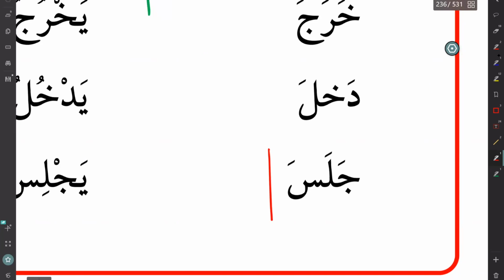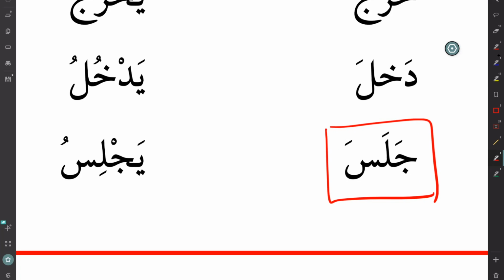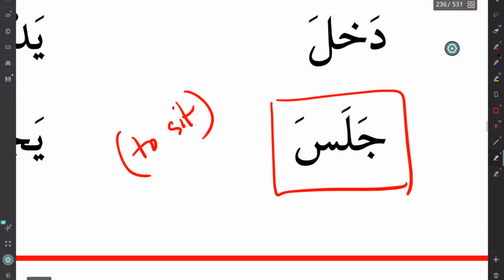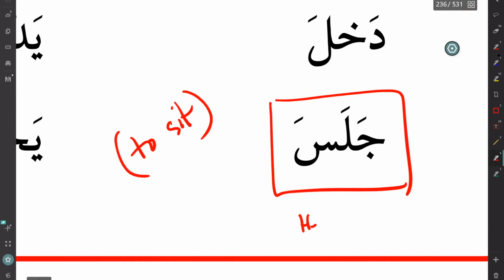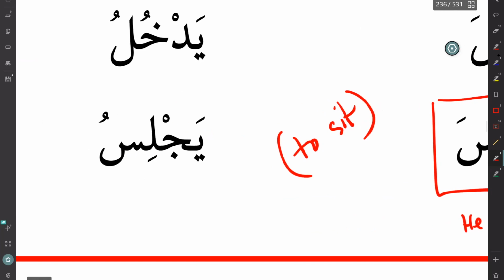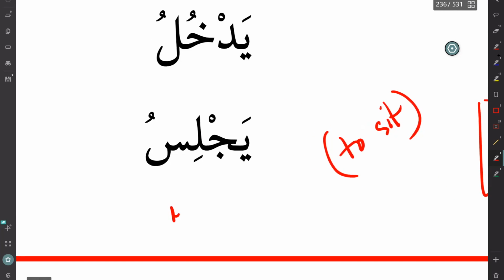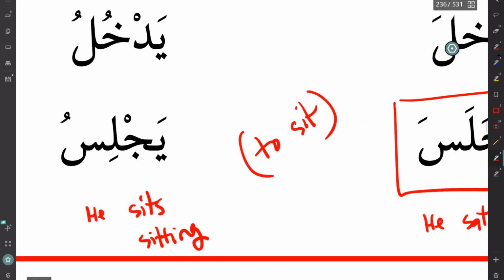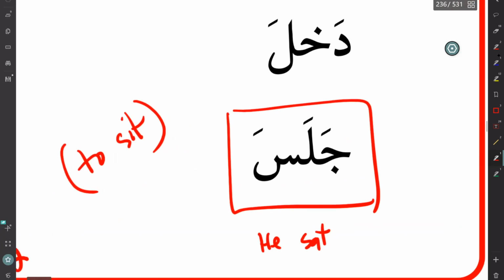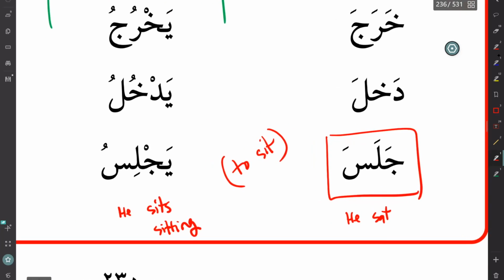So for example, we have the verb jalasa, which is, remember we said if we want to give a general meaning of the verb, we say to, right? So we can say to sit. So jalasa means to sit. So the actual translation of jalasa would be then what? He sat. The actual translation of yajlisu would be he sits or he is sitting. Okay. So what's the difference between the past tense and the present tense?